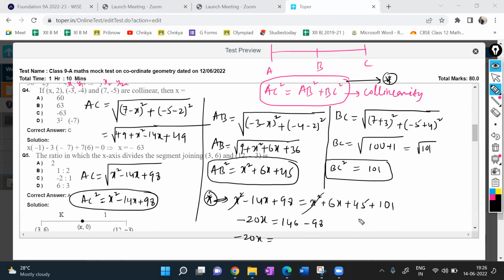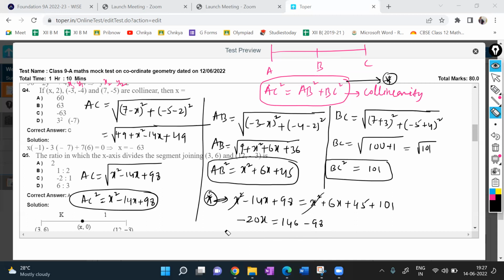Sir, which one are you asking, sir? 146 minus 98. Okay, 48 only, no, sir? 48. But the x value they are getting, minus 100 plus 2 we should do, no, sir. But our options are not matching. Then we made some calculation mistake.